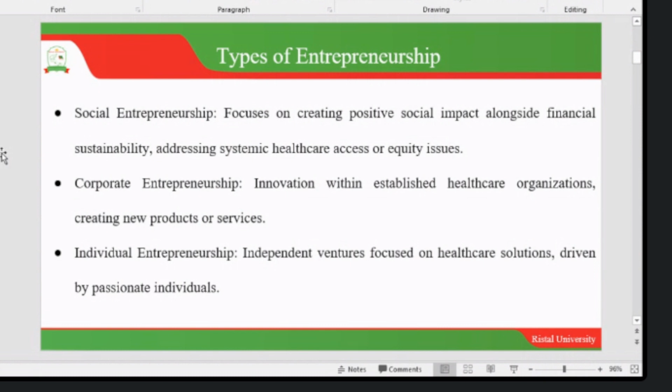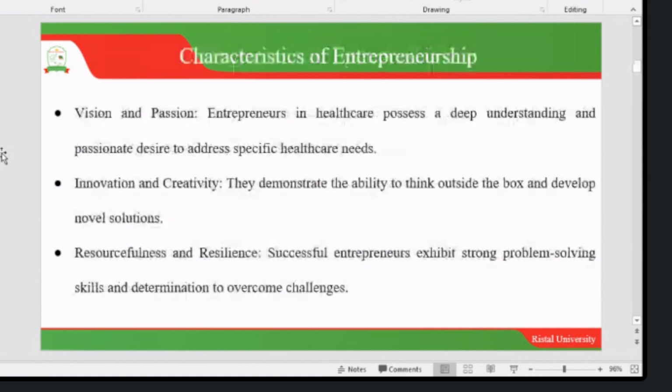But like we said, in the healthcare setting, you need to be driven by passion for this healthcare so that you create a venture that looks at creating better health for the people and not just focusing on the profits. So, characteristics of entrepreneurship, or who is that good entrepreneur that you should aspire to be.